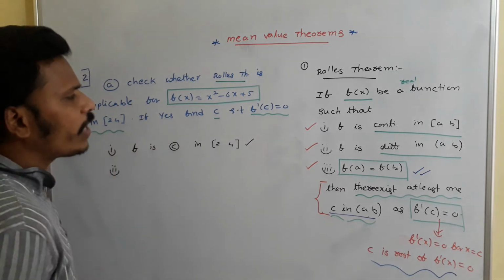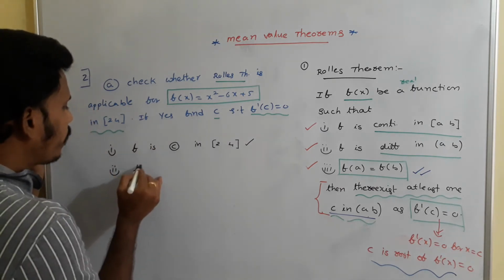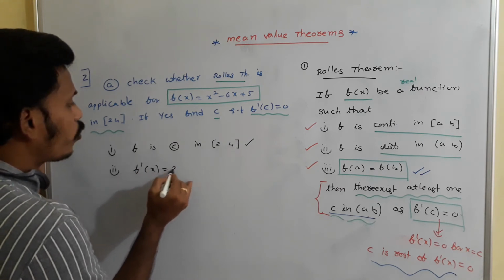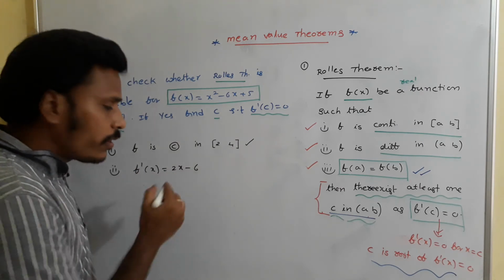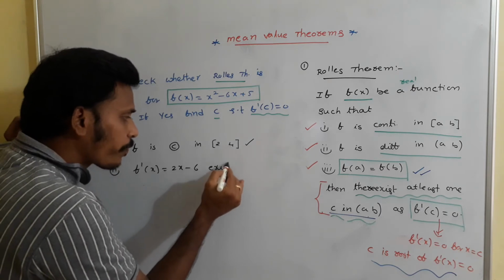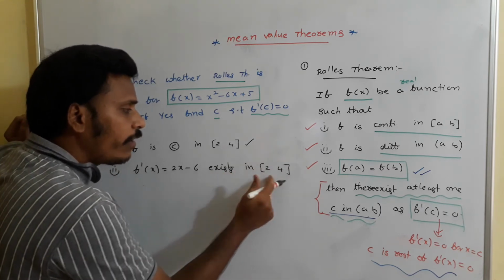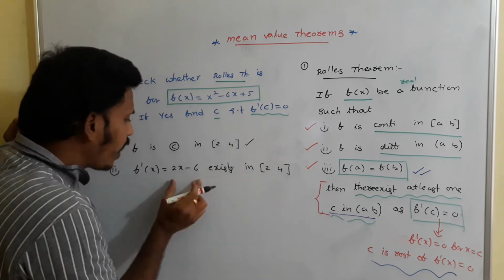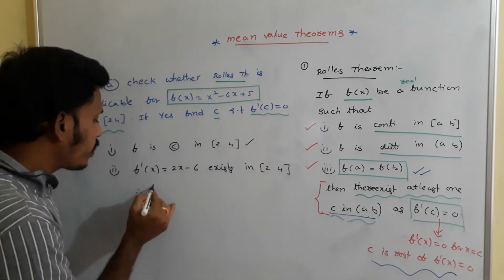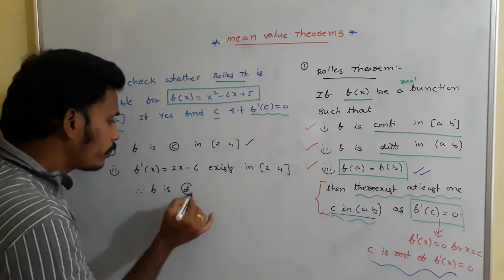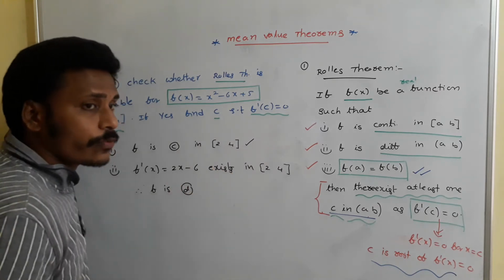What is the derivative of f of x? As I mentioned here, f dash of x is equal to 2x minus 6. This 2x minus 6 exists in the interval 2 to 4. For every value in between 2 to 4, this f dash of x exists. That means f is differentiable. The second condition is also satisfied.